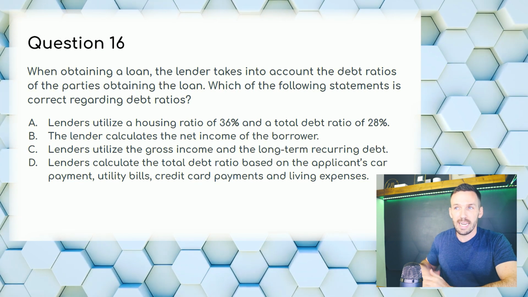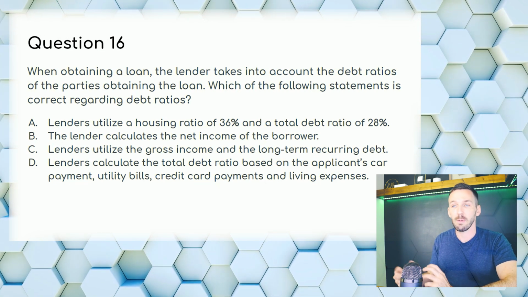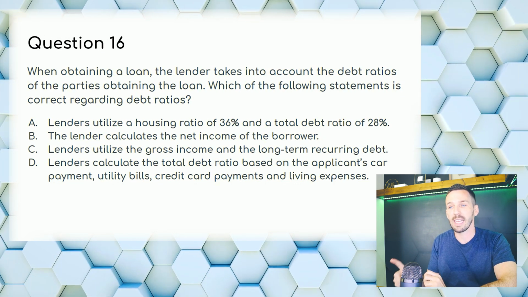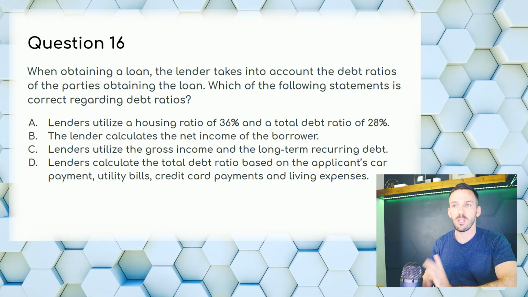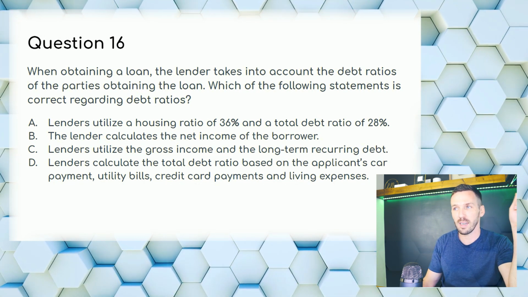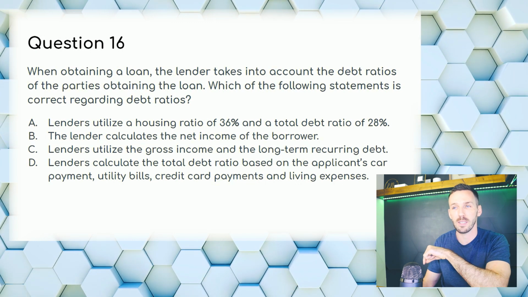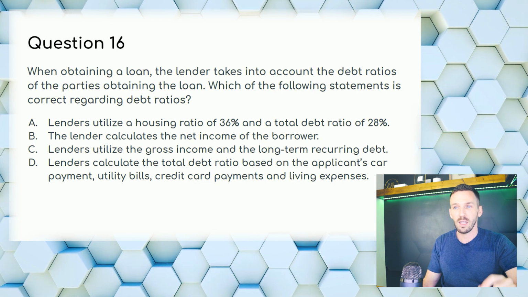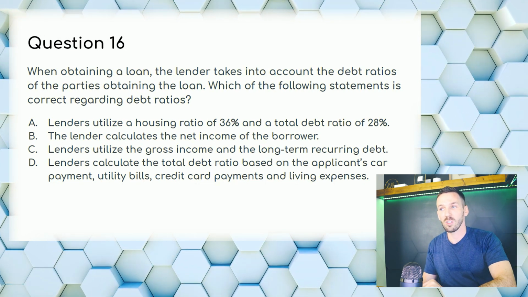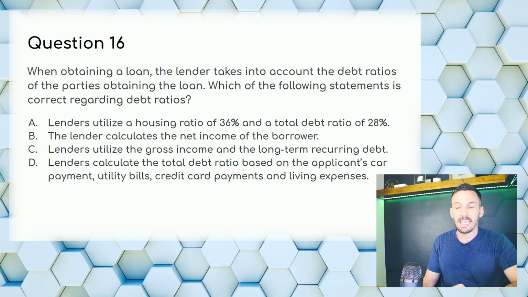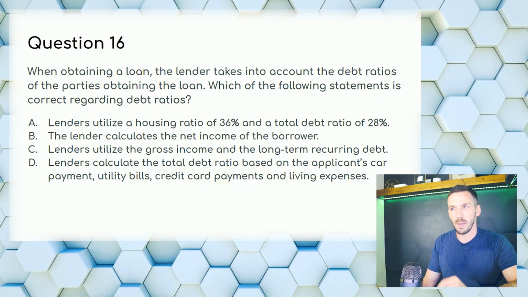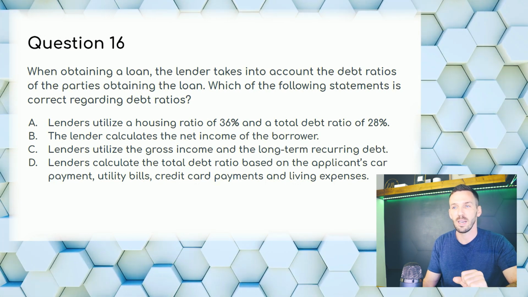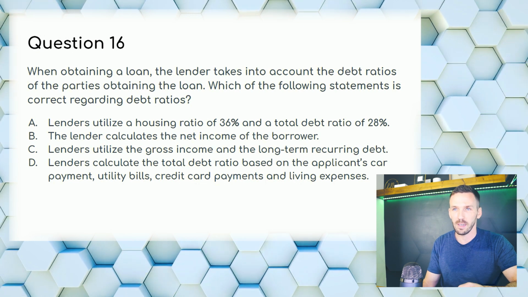Question 16. When obtaining a loan, the lender takes into account the debt ratios of the parties obtaining the loan. Which of the following statements is correct regarding debt ratios? A. Lenders utilize a housing ratio of 36% and a total debt ratio of 28%. B. The lender calculates the net income of the borrower. C. Lenders utilize the gross income and the long-term recurring debt. D. Lenders calculate the total debt ratios based on the applicant's car payments, utility bills, credit card payments, and living expenses. So A is flipped there, so it's incorrect.